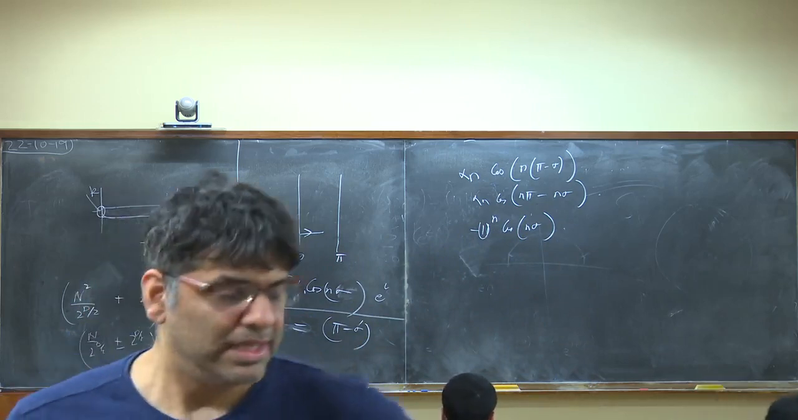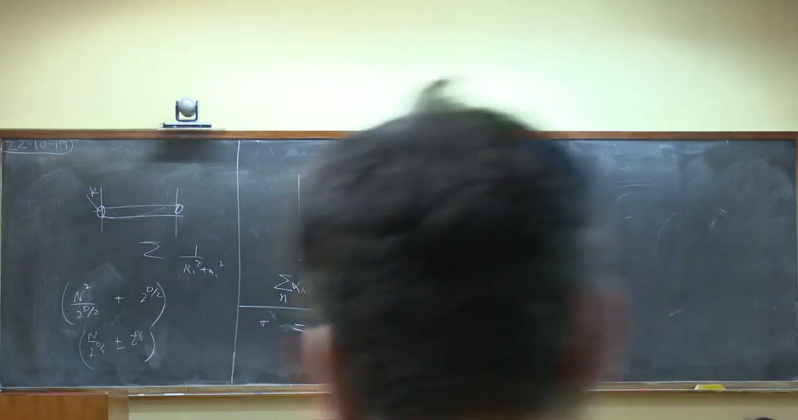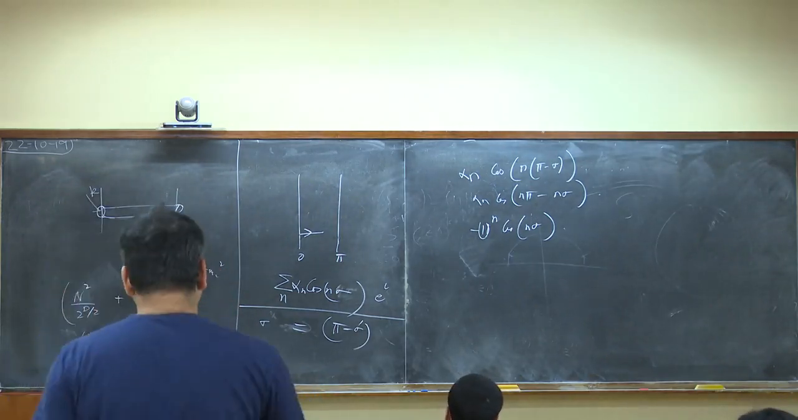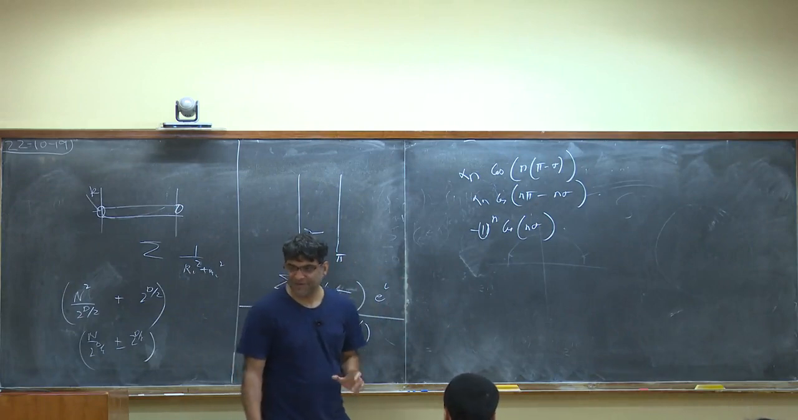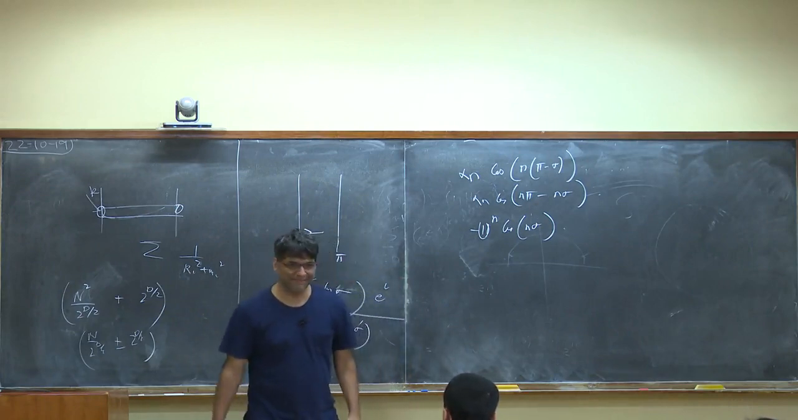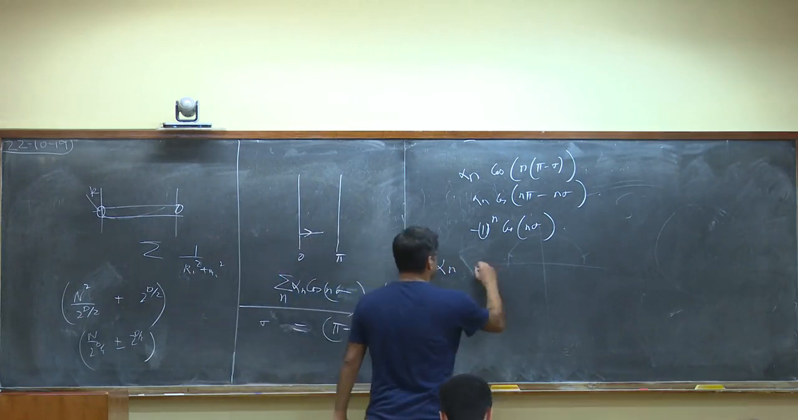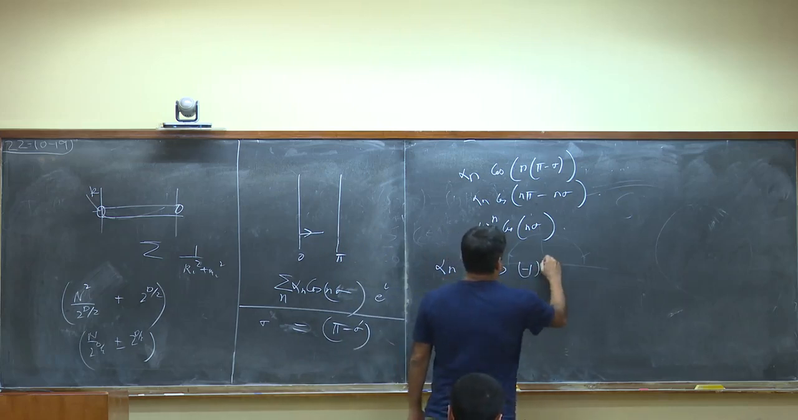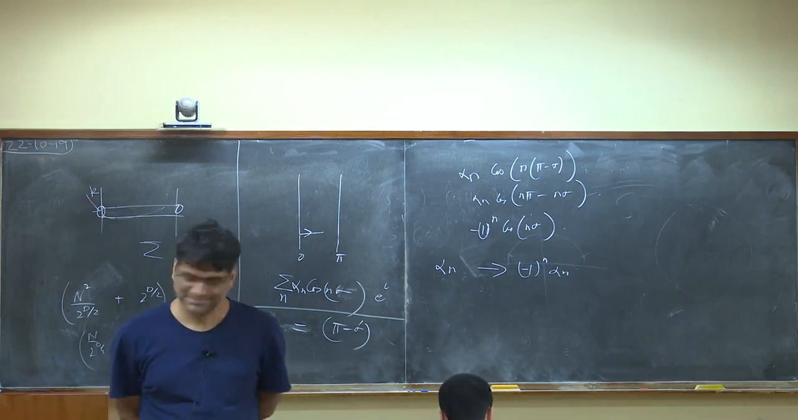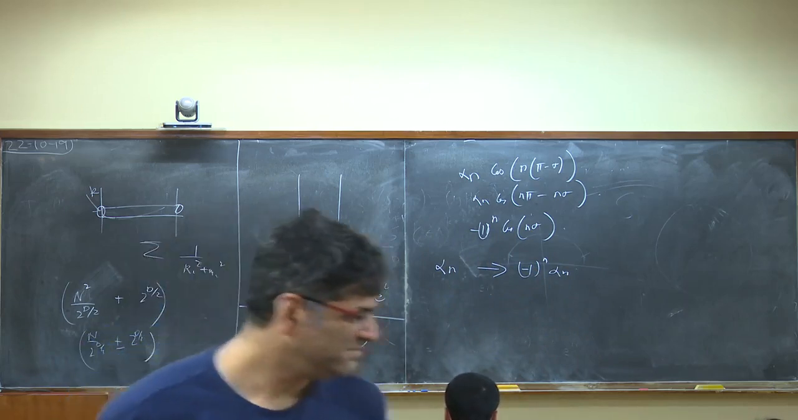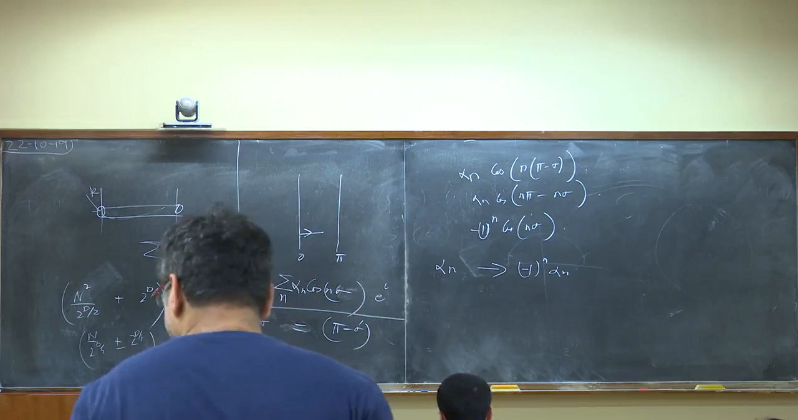Okay? So what we see from this is sort of interesting. The action of orientation on the oscillators of an open string is alpha n goes to minus 1 to the power n alpha n. That's how omega acts on the oscillators.